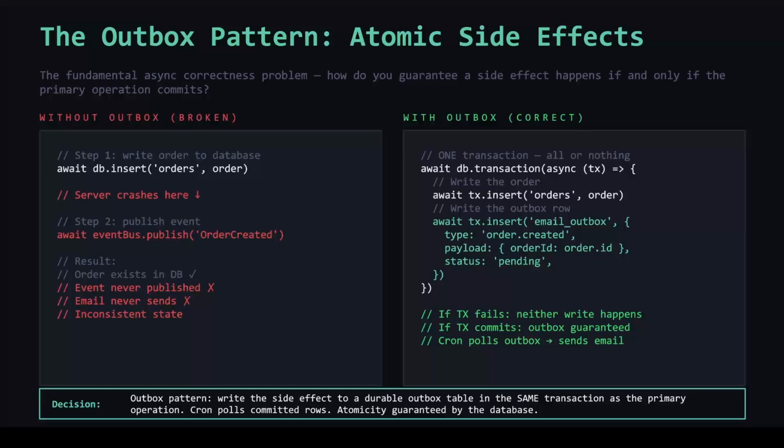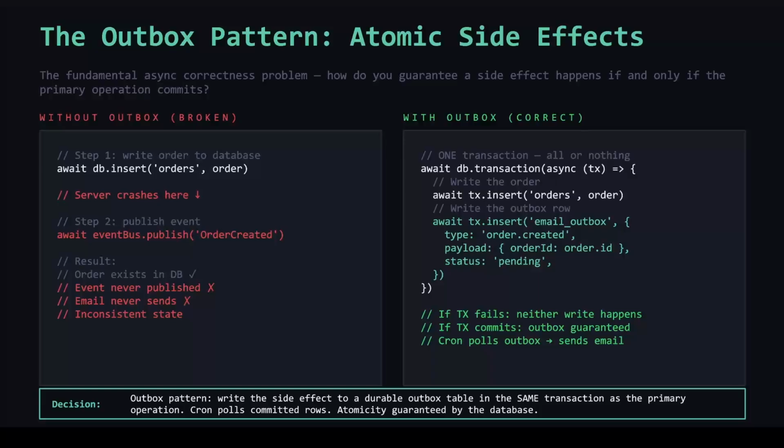A cron job polls the Outbox every minute. It selects pending rows with available_at less than or equal to now. Dispatches the email, marks the row sent. If the email call fails, the row's available_at is pushed forward with exponential backoff.